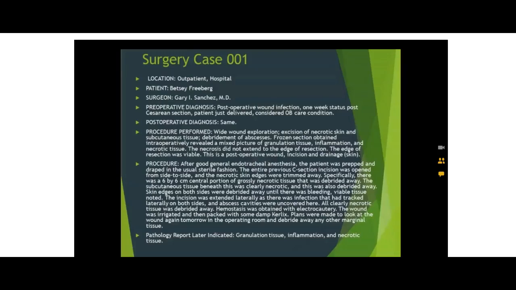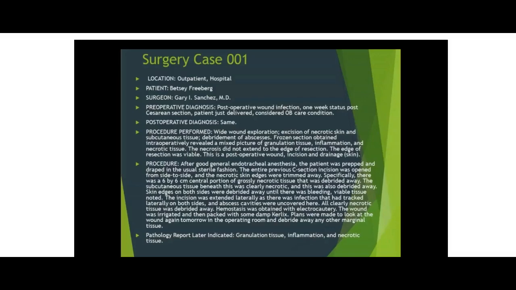Locations, outpatient hospitals, we're coding same-day surgery, so we know we're coding ICD-10 diagnosis, CPT procedure, right? And then our pre-op diagnosis is a post-operative wound infection, 1 week status post-cesarean section, patient just delivered, and then considered OB care condition. Post-op diagnosis is the same.